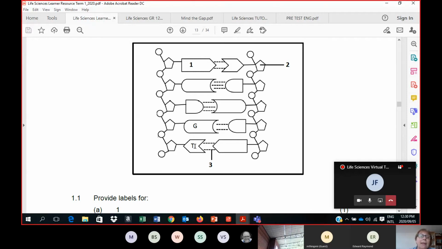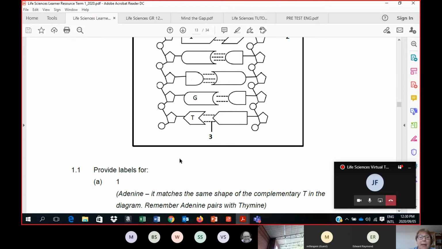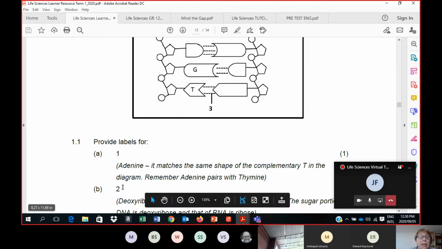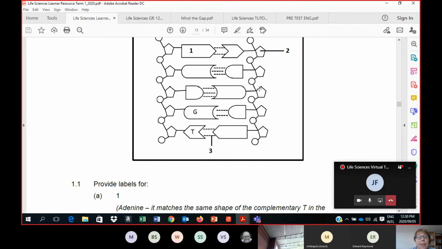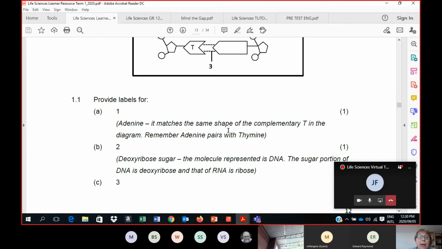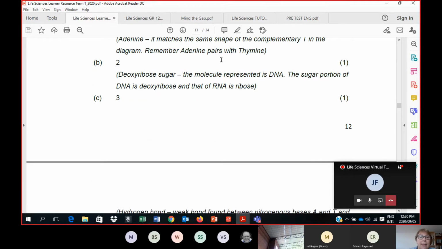Now, we know that thymine always bonds to adenine and guanine always bonds with cytosine. So this one over here is adenine, so obviously number 1 must be adenine as well, isn't that correct? Then the next question says, provide labels for number 2. Well, I've already told you that this is the sugar deoxyribose. There we go. And then they want the label for number 3. I've also told you that these are your weak hydrogen bonds between your nitrogenous bases.